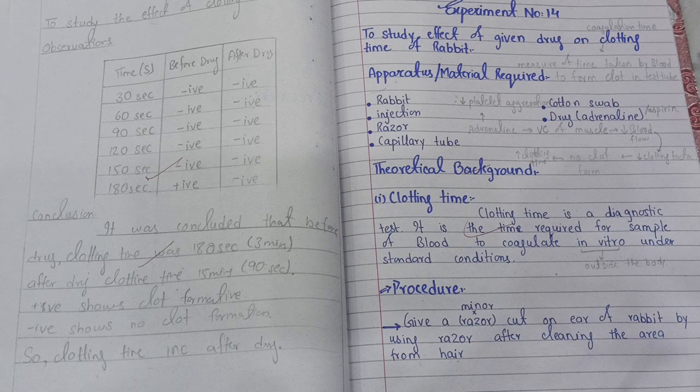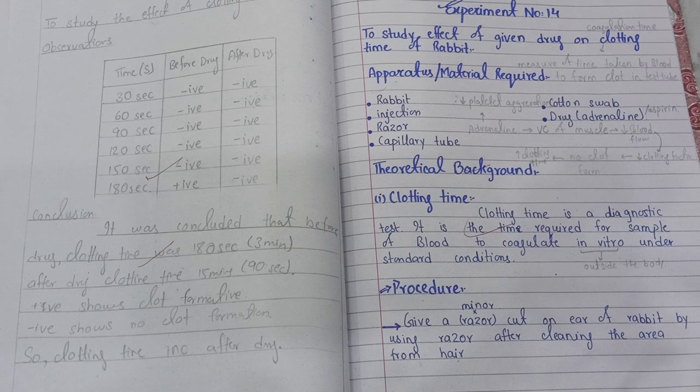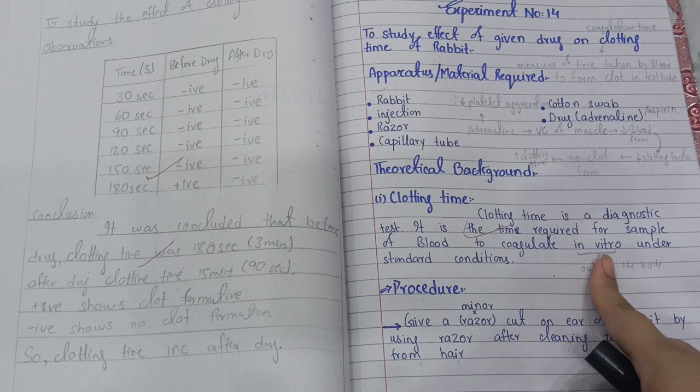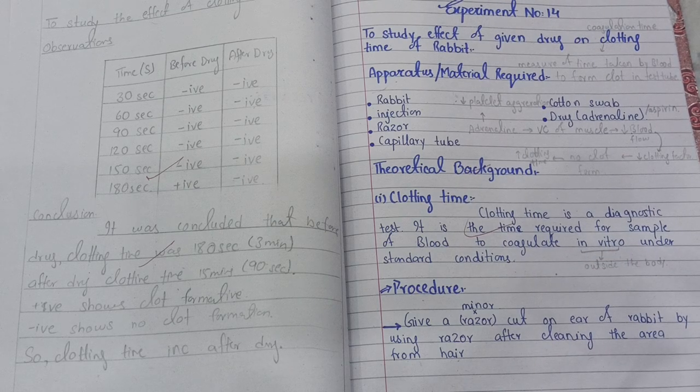It is the time required for a sample of blood to coagulate in vitro. In vitro means outside the body. So that is the main difference. These two words indicate the difference between the clotting time and the bleeding time: in vitro or in vivo, under standard conditions.